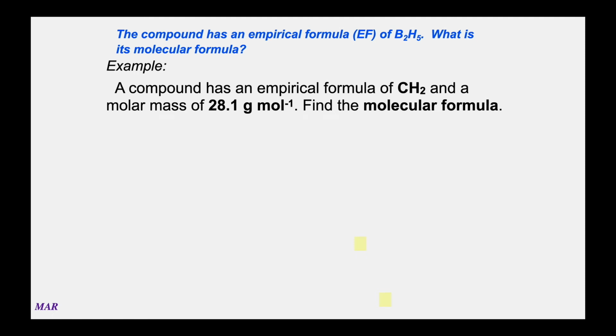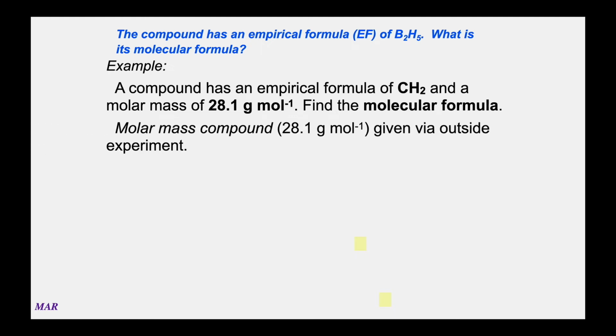Let's say that we have a compound. It has an empirical formula of CH2. So we already did the percent analysis, and we found it was 1 carbon for every 2 hydrogens. But in our second test, we find that the molar mass of the compound is 28.1 grams per mole. Remember, mole⁻¹ means per mole. We can use this information to find the molecular formula, and it's not as hard as it might seem. But what we want to do is first find the empirical formula's molar mass.